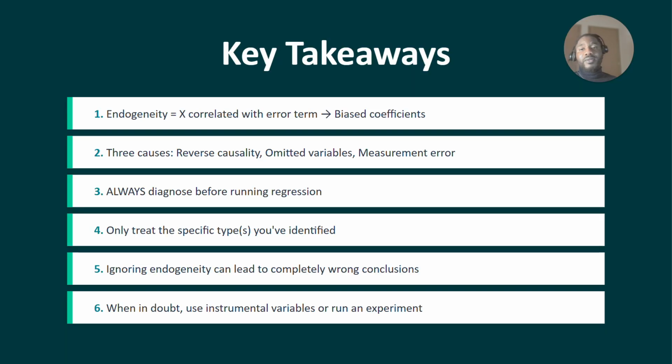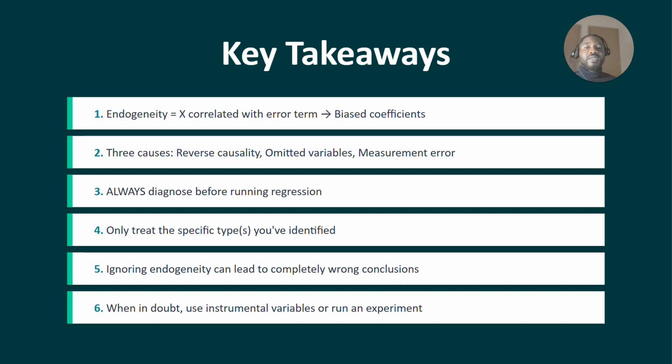Key takeaways. Number one, endogeneity means x is correlated with an error term, which leads to biased coefficients. There are three causes: reverse causality, omitted variables, and measurement error. Always diagnose before running your regression. Don't skip the step. It's like a pilot doing a pre-flight check, it isn't optional. Only treat the specific type or types you identify. Don't apply solutions randomly. Be methodical.